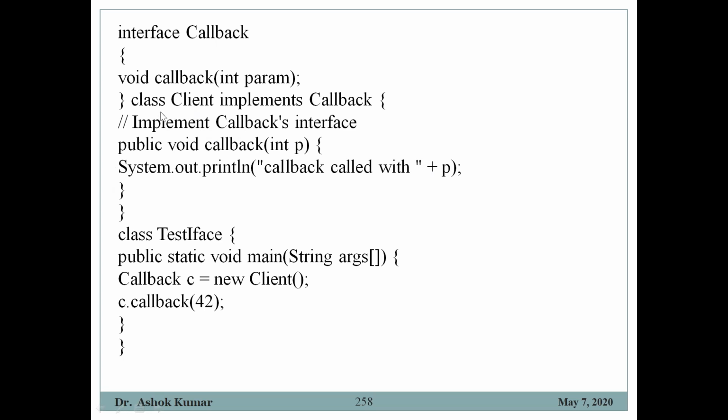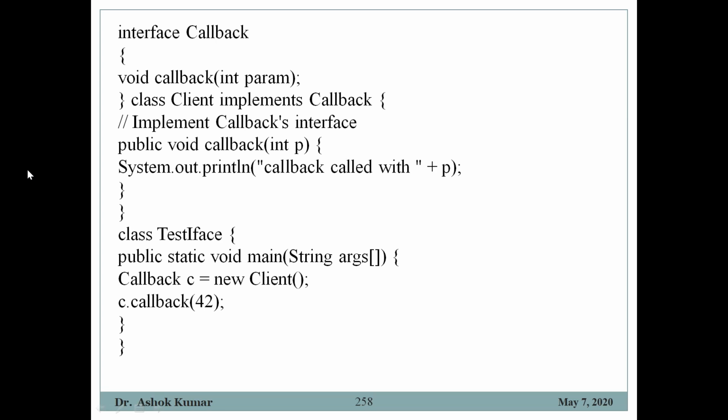So this is the implementation of the callback method. Then if you want to use it, we will create a reference of the interface type callback. So that's why we are using callback c over here. Then to the right of this, we are creating an object of the client class with the new keyword, new client. This object of the client class will be given the reference c.